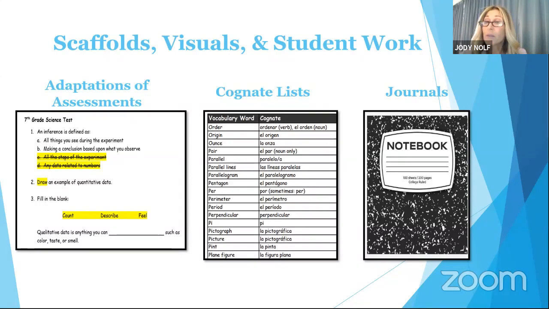For example, for an assessment, you can insert Jamboard slides into it, Google Slides, Smartboard activity slides. You can make it a virtual digital journal for them. And that's really fun for them as well.